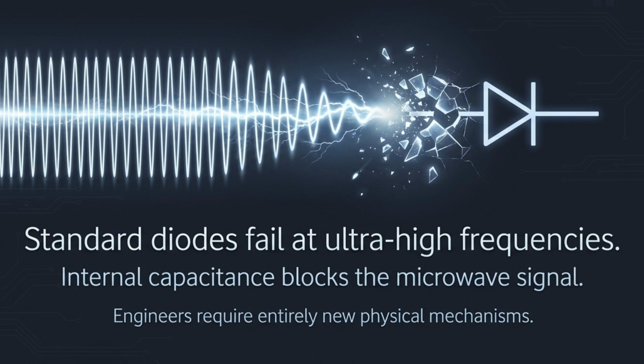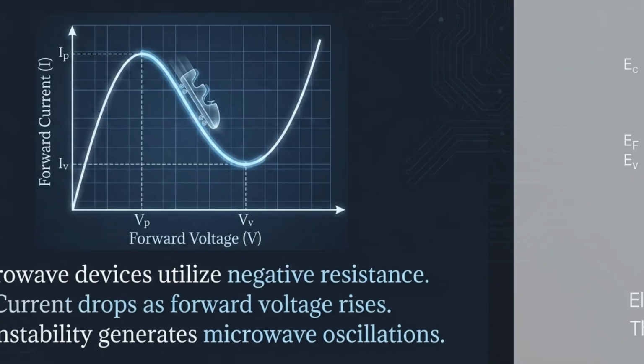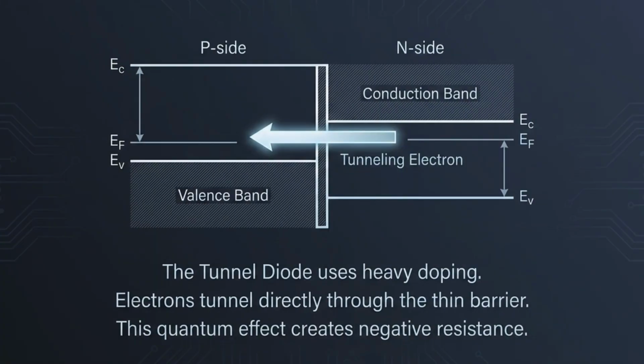To address this, engineers design new physical mechanisms. Microwave devices utilize negative resistance, where current drops as forward voltage rises. This inherent instability is what generates microwave oscillations. The tunnel diode achieves negative resistance through heavy doping. This allows electrons to tunnel directly through a thin barrier, a key quantum effect.